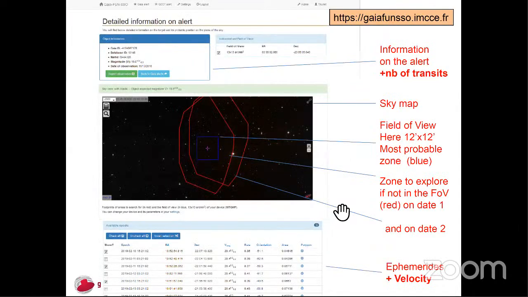Well, on the page of our server, we give the information in this form, with the general information on the alerts, the sky map where we have to find the object, and also a kind of ephemerides here with the coordinates on the sky, and also the magnitude and the orientation of the velocity.